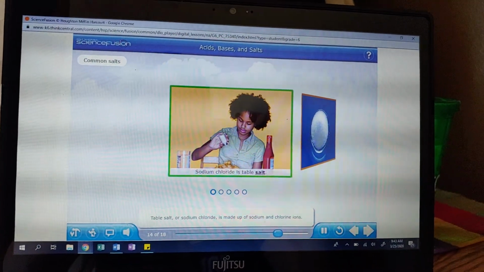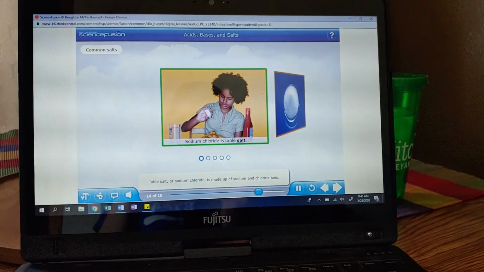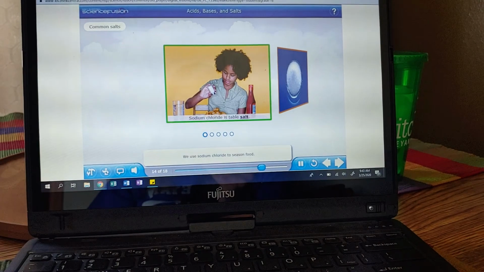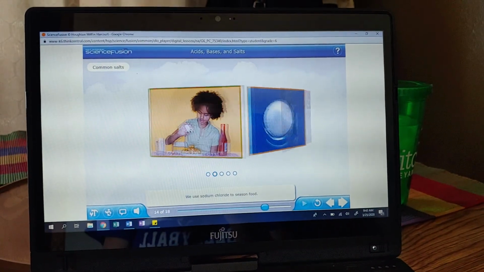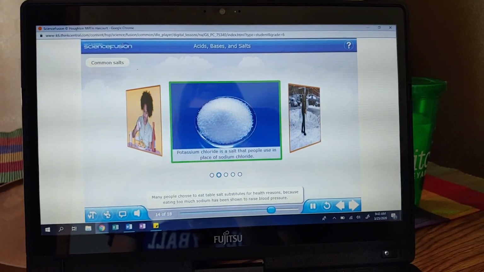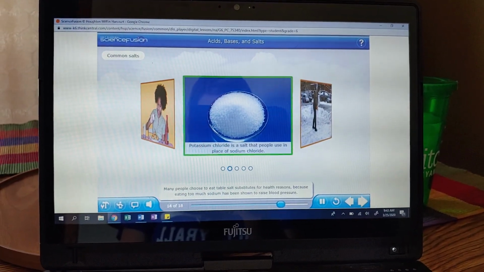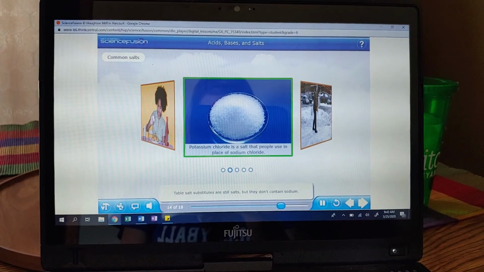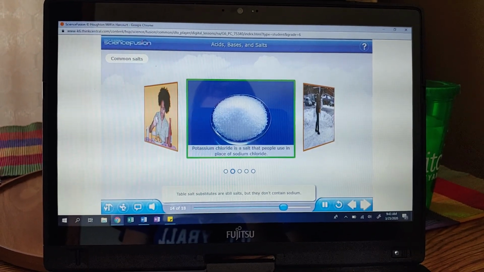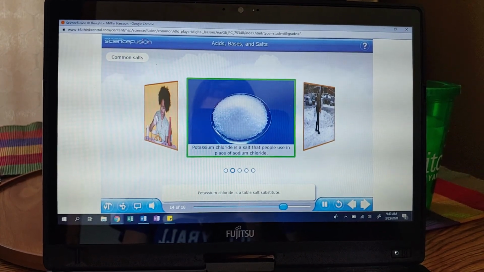Table salt, or sodium chloride, is made up of sodium and chlorine ions. We use sodium chloride to season food. Many people choose to eat table salt substitutes for health reasons because eating too much sodium has been shown to raise blood pressure. Table salt substitutes are still salts, but they don't contain sodium. Potassium chloride is a table salt substitute.